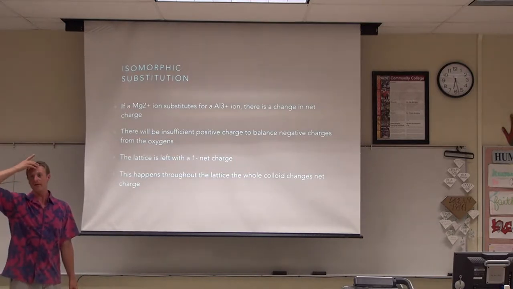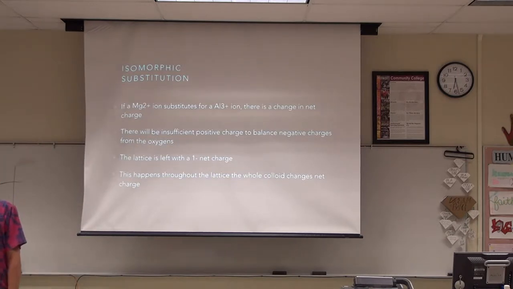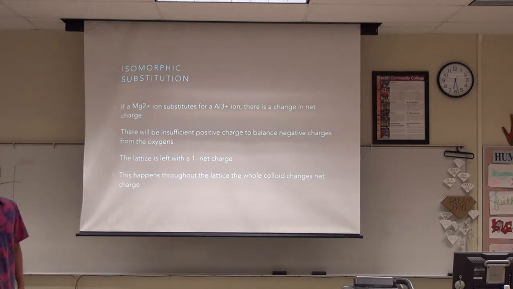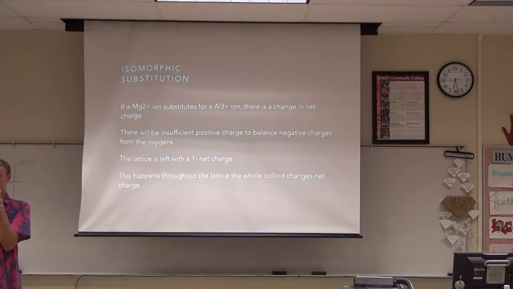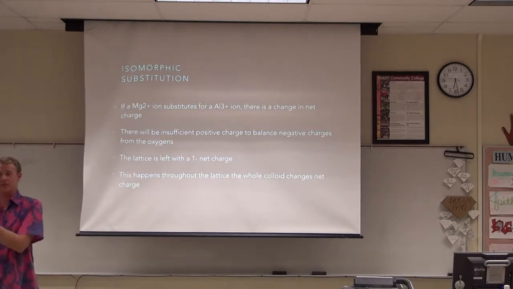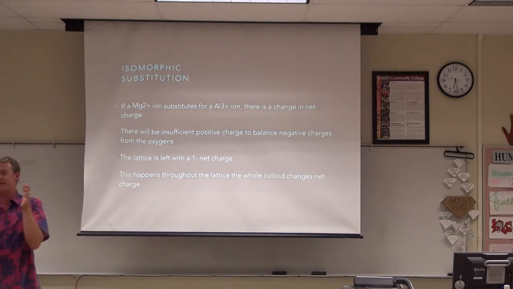You're saying, but wouldn't the aluminum having the 3 be stronger and substitute the magnesium? Why would it be the other way around? The 3 is stronger than the 2, so it'll kick it out. Then now there's a stronger charge, right? It went from a 2 to a 3 positive charge. That means it has a stronger attraction to a negative ion.